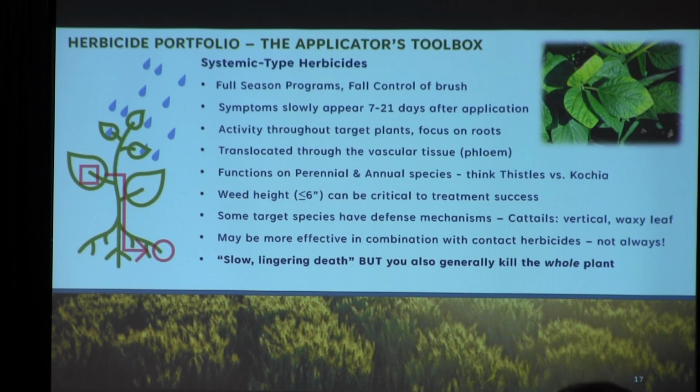Systemic type herbicides. These are the ones that are going to go on a plant leaf surface, and they're going to move through that phloem. They're going to move down into the reproductive structures. So typically we're going to use these on perennial or biennial species. The symptoms can be very slow to manifest in the plants. And again, weed height is generally critical with these. So smaller plants, easier to control than bigger plants. Think of this as slow lingering death, but you're generally going to kill the whole plant, which on biennials and perennials is the goal, right?